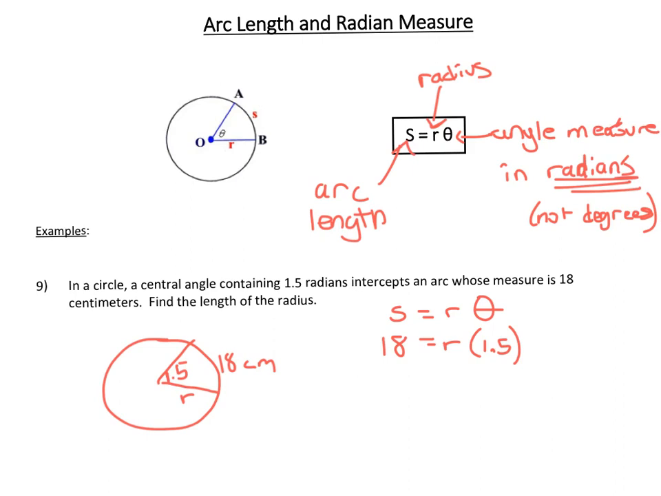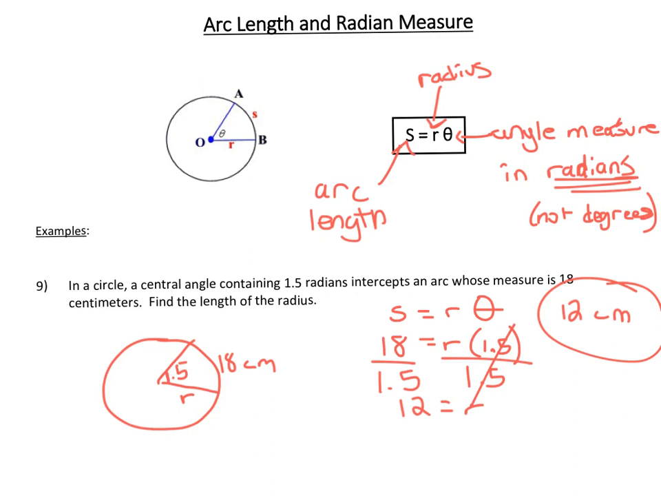Okay, so then to solve for R, since we have R times 1.5, to get the R by itself, you would just divide both sides by 1.5. So 18 divided by 1.5 is 12. So we get R equals 12. And then the units would be, where is it? Let's see, centimeters. So the radius would be 12 centimeters. Okay, so let's take a look at number 10.